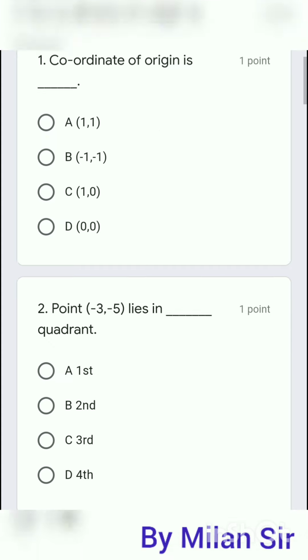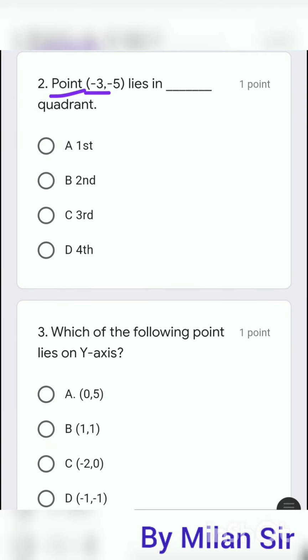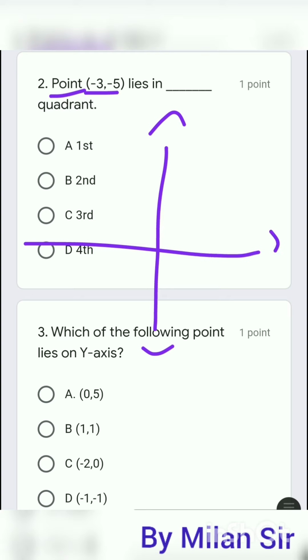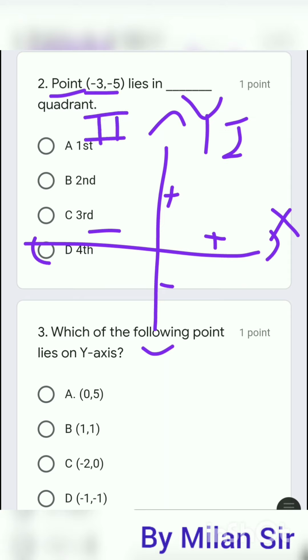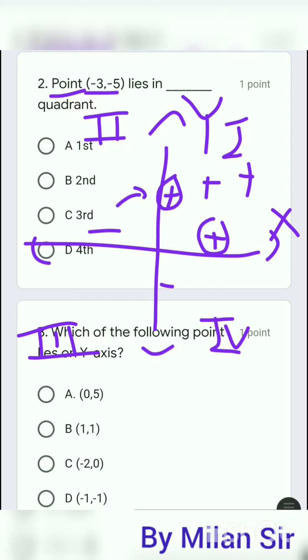After that, question number 2: point -3 -5 lies in which quadrant? First, second, third or fourth? If we think about the graph, here we have positive value on y, here positive value on x, here negative value on y, and here negative value on x. This is our first quadrant, this is our second, this is our third, and this is our fourth quadrant. Here we have both positive signs. Here positive and negative. First we put the x-axis sign, so negative positive.